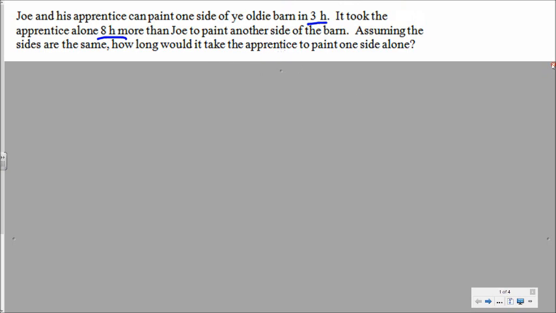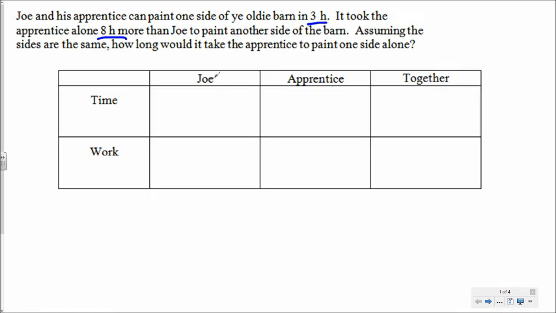Okay, so let's organize some of this information. I'm going to talk about Joe, I'm going to talk about his apprentice, and I'm going to talk about what they were able to do together. So let's fill in this table. Notice that Joe and his apprentice can paint one side of the barn together in 3 hours. So that's what I'm going to put here in the together column, 3 hours. And also over here on time, I'm going to note the units that it's measured in, which is hours.